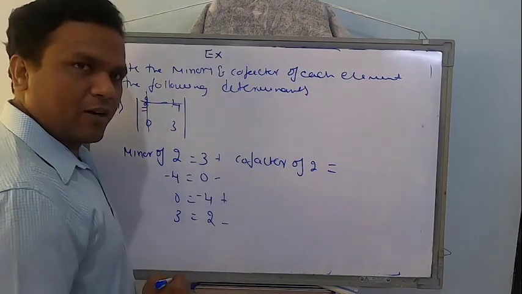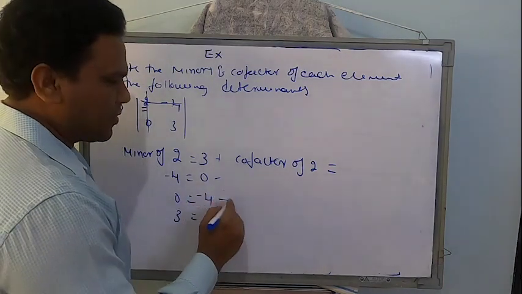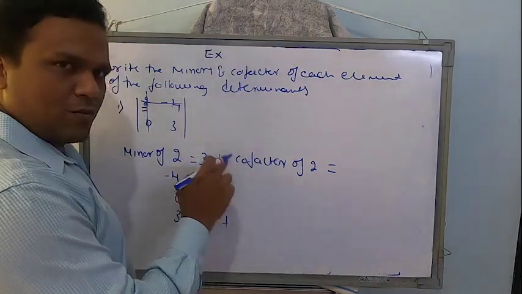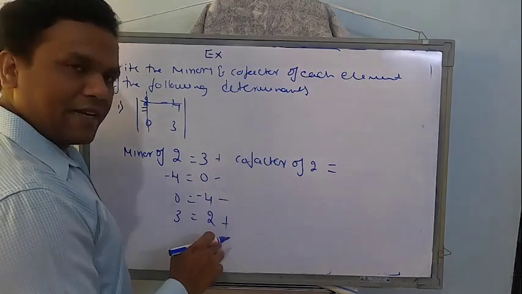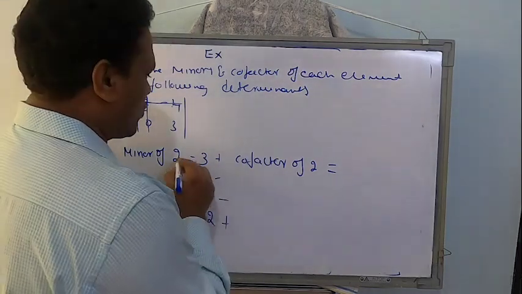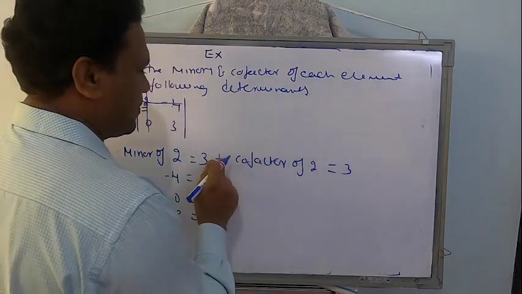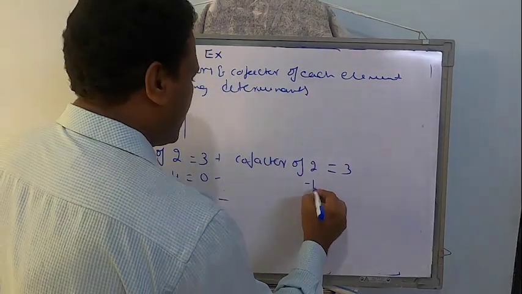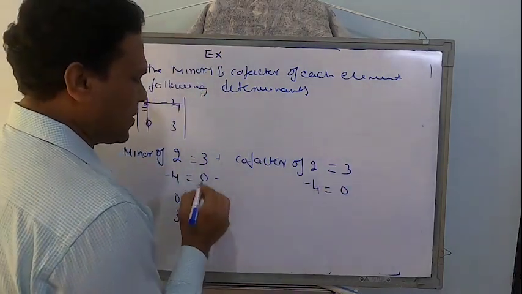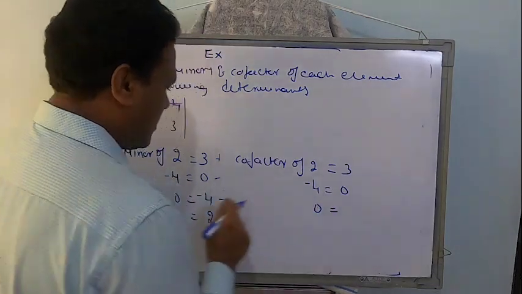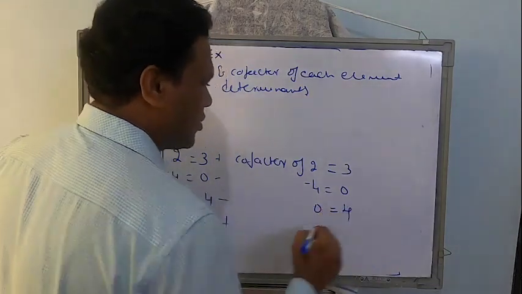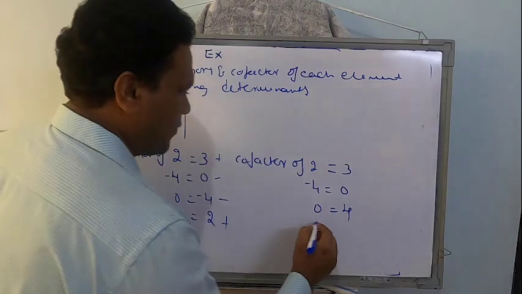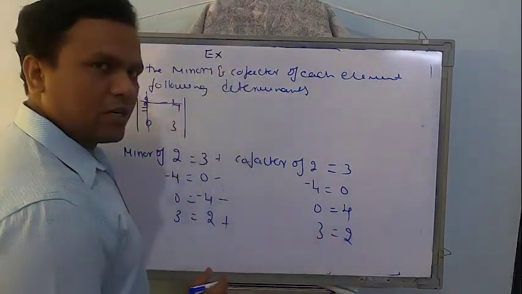Now if you want to find the cofactor of 2, it's quite simple, just by the side of it you can write down the signs. The sign of the first row is plus minus, and the sign of the second row is minus plus. That's easy. So cofactor of 2 will be equal to 3. Cofactor of minus 4 will be equal to 0. Cofactor of 0 is minus multiplied by minus, that's going to be 4, and cofactor of 3 will be equal to 2. That's easy to convert.